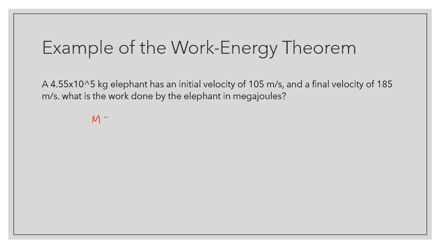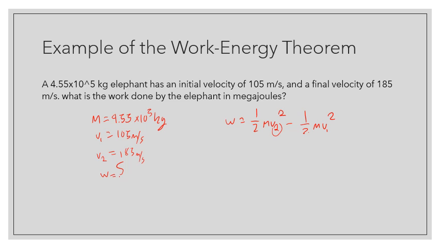So we know that the mass is equal to 4.55 times 10 to the 5 kilograms. We know that initial velocity is equal to 105 meters per second. Final velocity is equal to 185 meters per second. So what is the work done? So we know that work is equal to 1/2 mv2 squared minus 1/2 mv1 squared. This 2 and 1, they're just subscripts denoting that they're the final and initial velocities respectively.